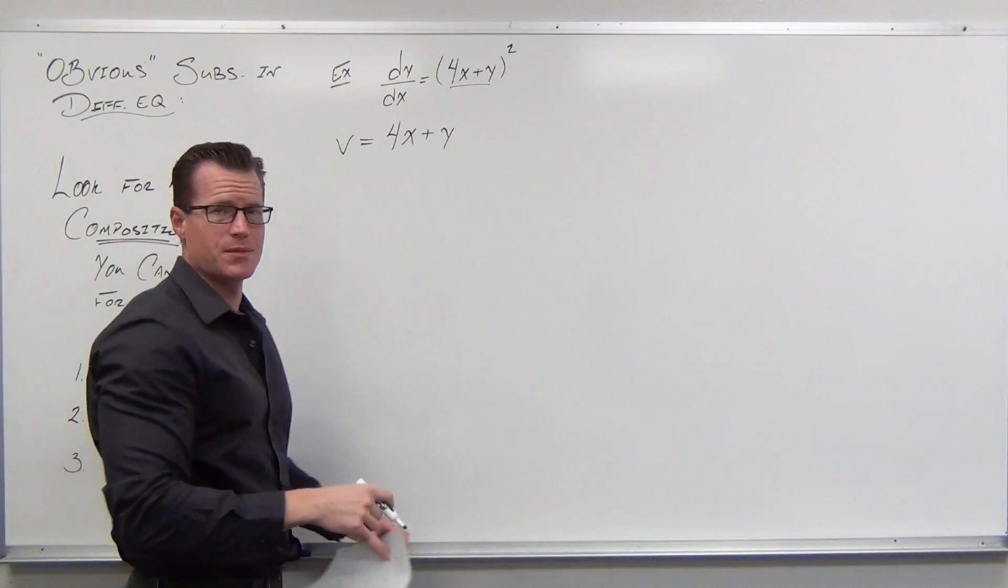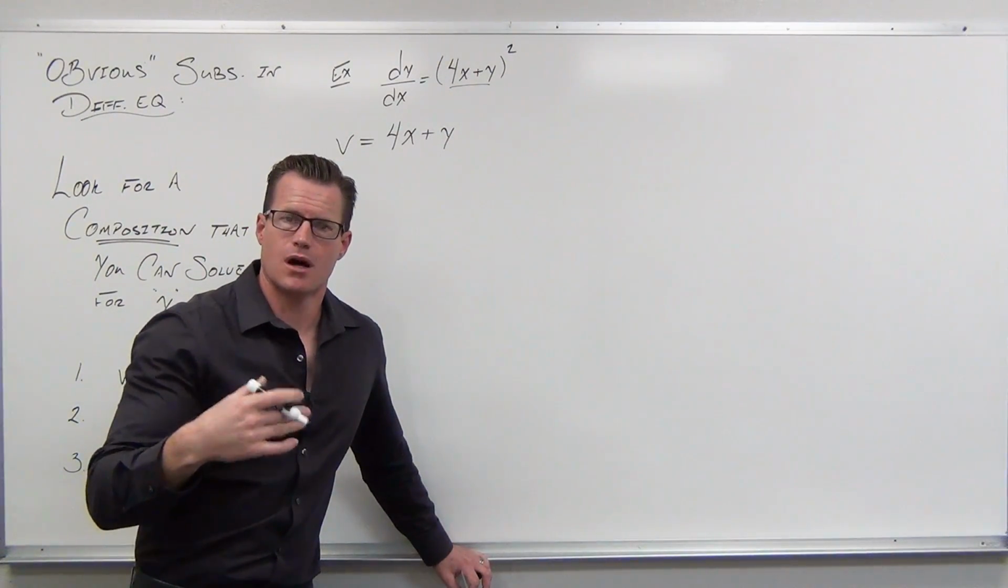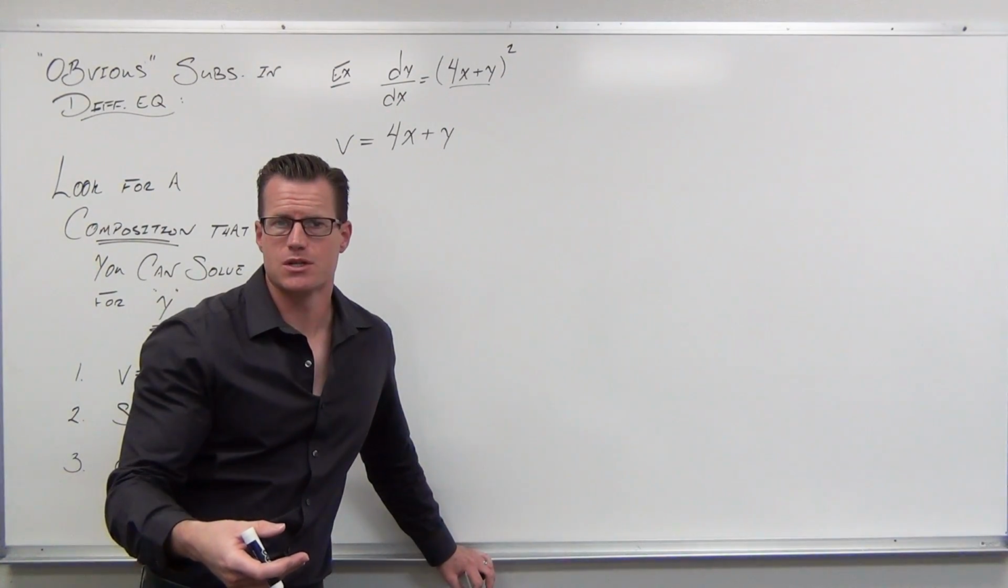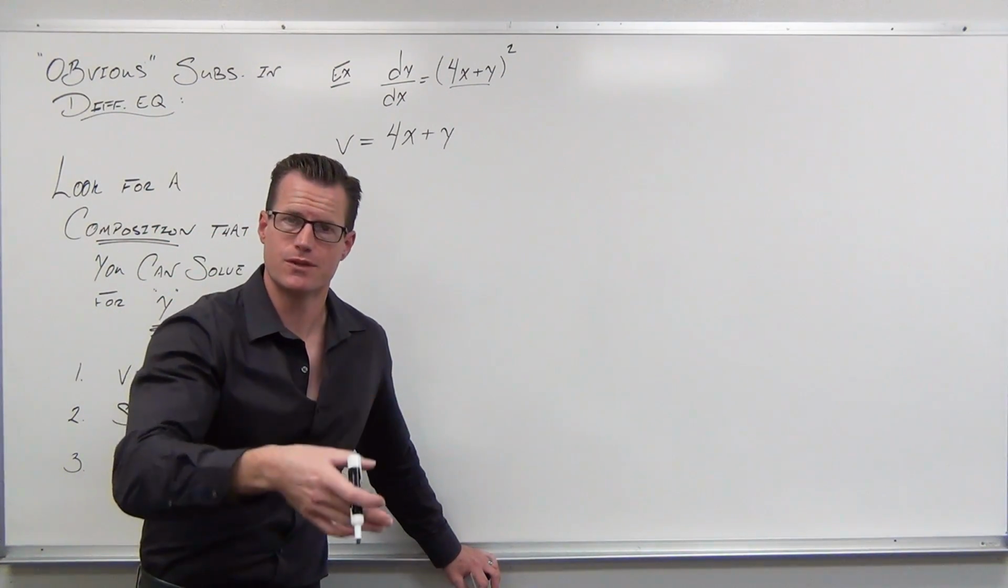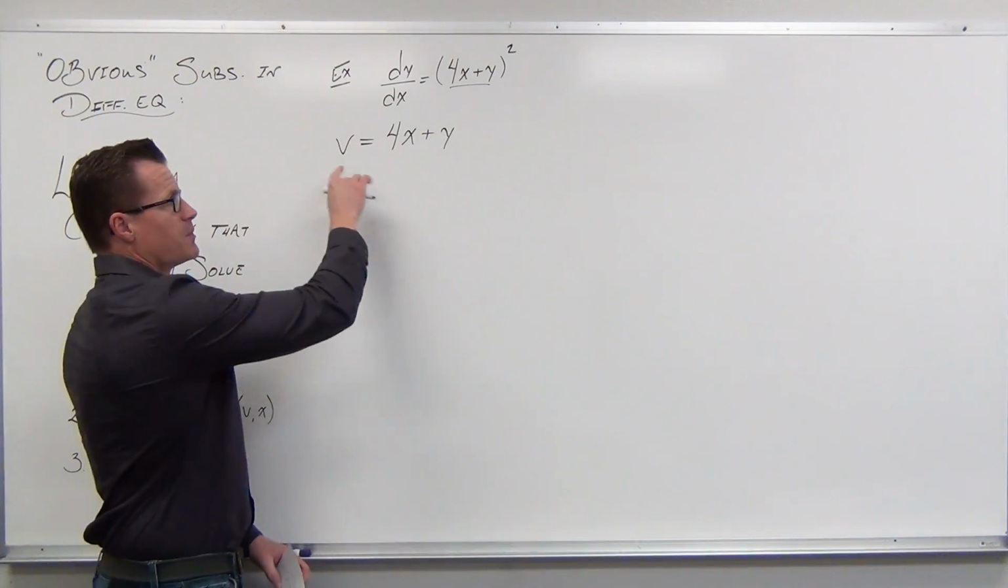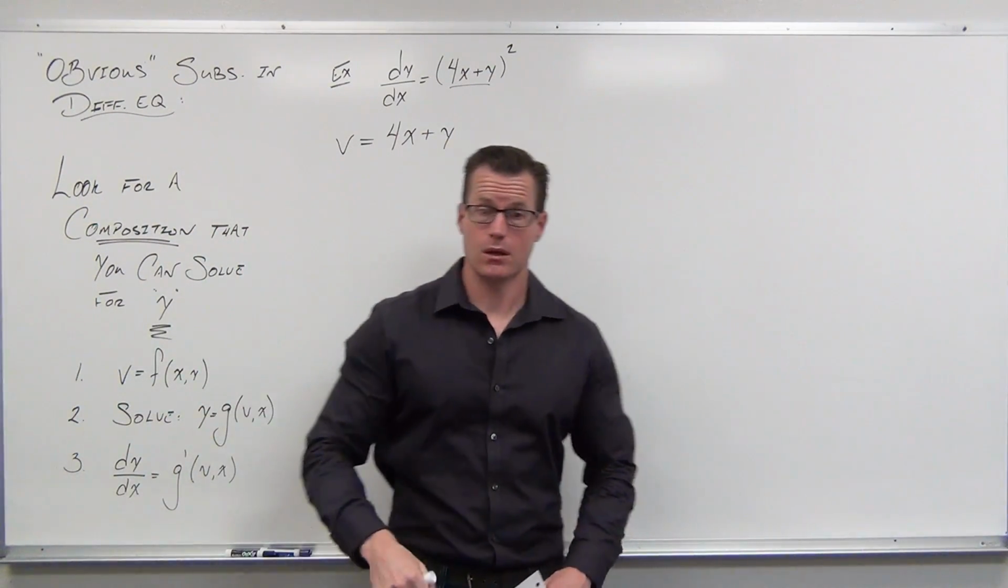I'll point out one more time that that's exactly what you did with homogeneous. It's just that the composition was always the same. The composition was always y over x. Then we solved for y. We just had y equals vx. Well, this time, if we pick a composition that we can solve for y, let's solve it for y.